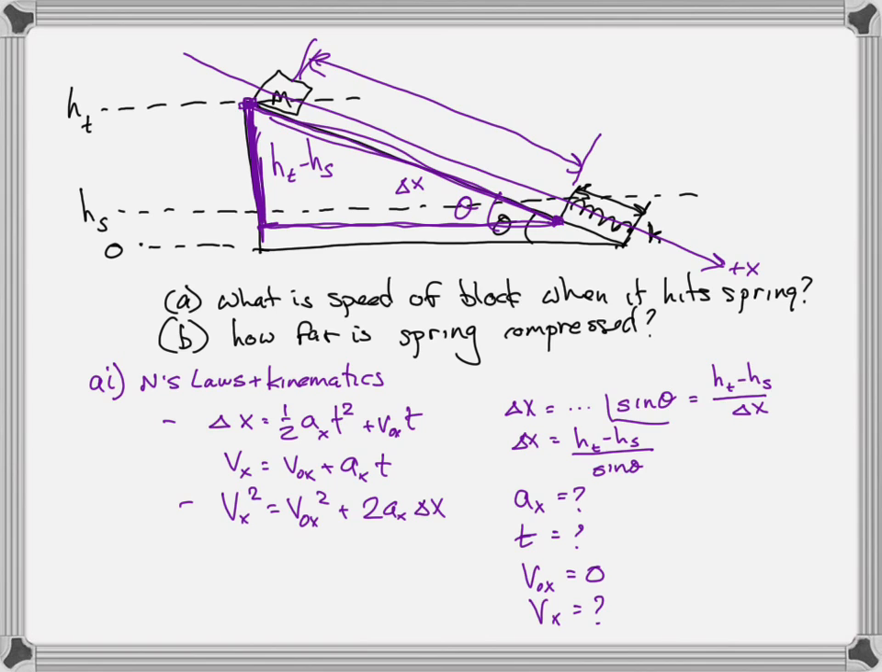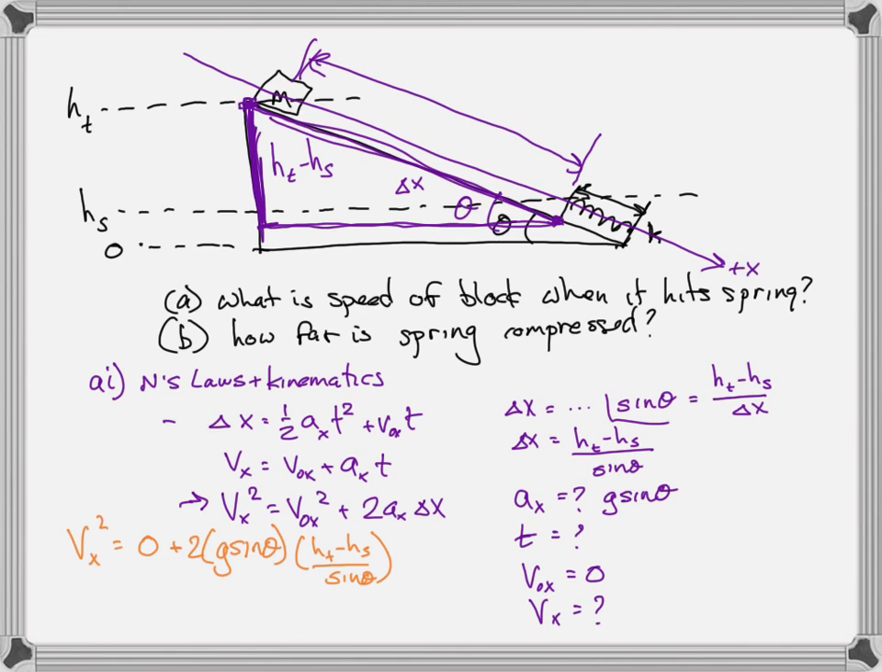So we can go back here and say, okay, now we know the acceleration is g sine theta. And now we know enough information to answer the question, part A. Since we found a and delta x, the equation we should use is the third one. Let's go ahead and plug into the third equation. What we're looking for is v x squared, v0x is 0, plus 2a, where a is g sine theta, times delta x, which is ht minus hs over sine theta.